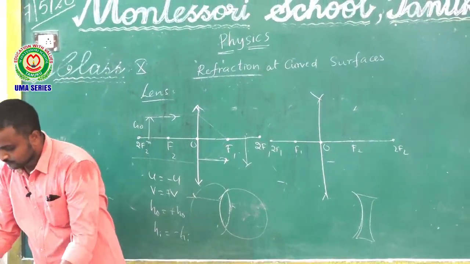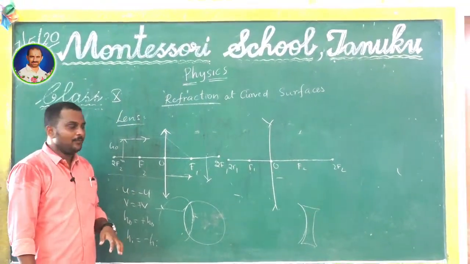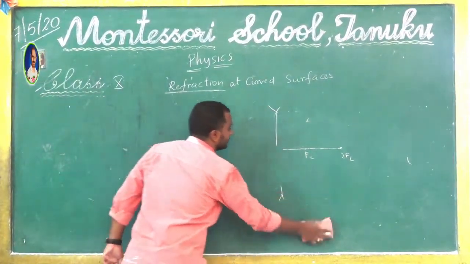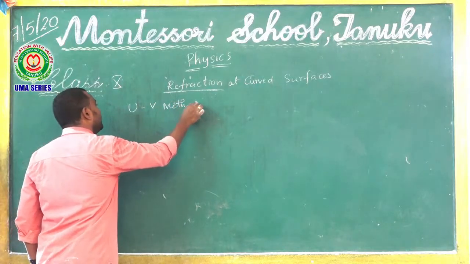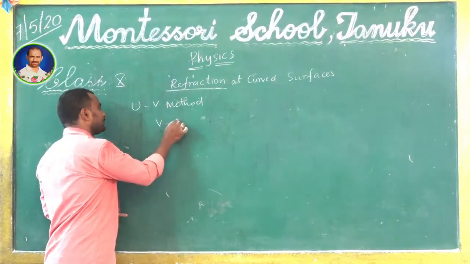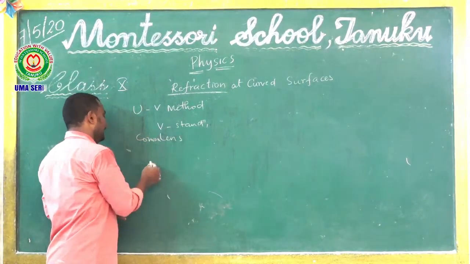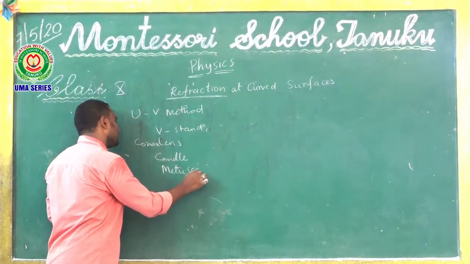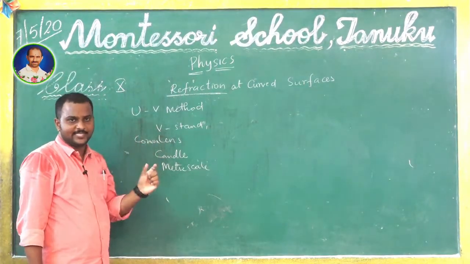Next, how to find the focal length of the lens. We know that we can find the focal length of a biconvex lens by the UV method. What you have to take is a V stand, a convex lens, a candle, a meter scale, and a table. Okay, this is what you have to take.